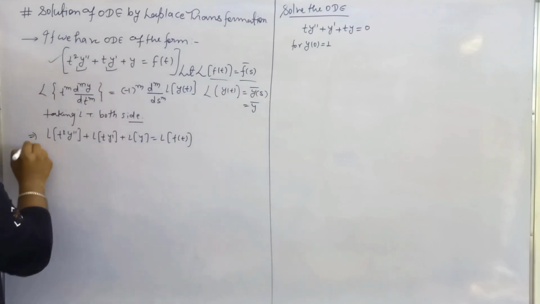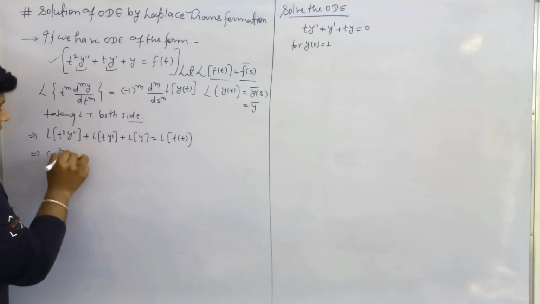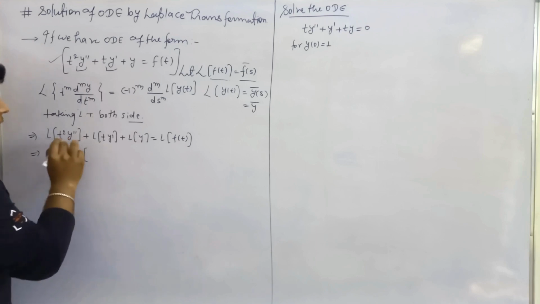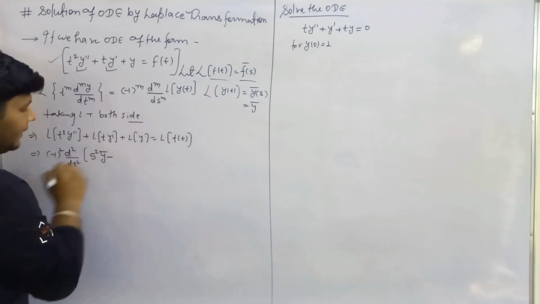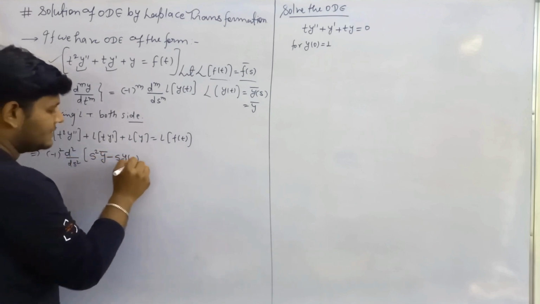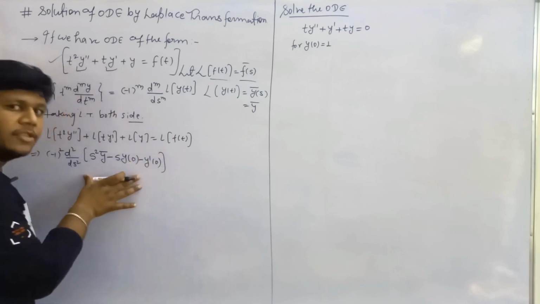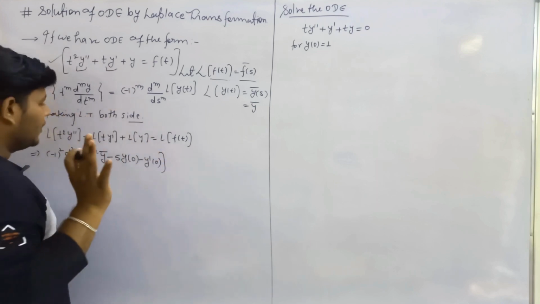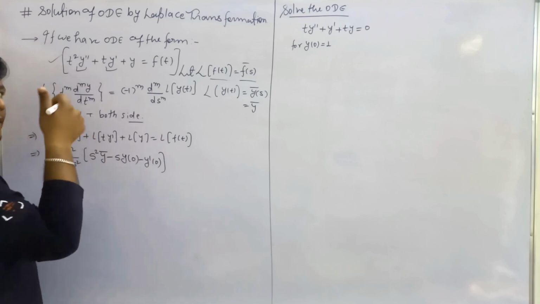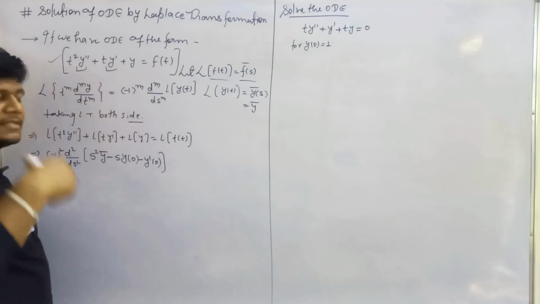Okay, now first of all, we are going to discuss the value of this one. Here t power 2 means (-1)^2 d^2/ds^2 of the Laplace of y double dash, and that is nothing but s square y bar minus s y(0) minus y dash(0). This is the format, and this is another theorem, the Laplace transform of the derivatives. The value of this y double dash we have discussed in our previous video.